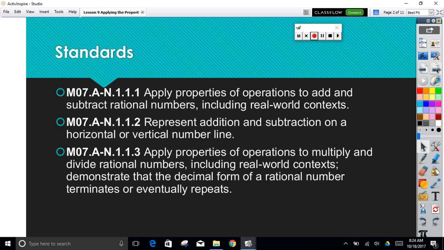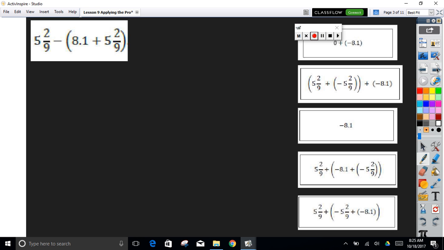So in our standard list, we're still pretty much in the same place, which is applying properties of operations to add and subtract. This is our last lesson on adding and subtracting rational numbers. After this, we begin preparing for our test.